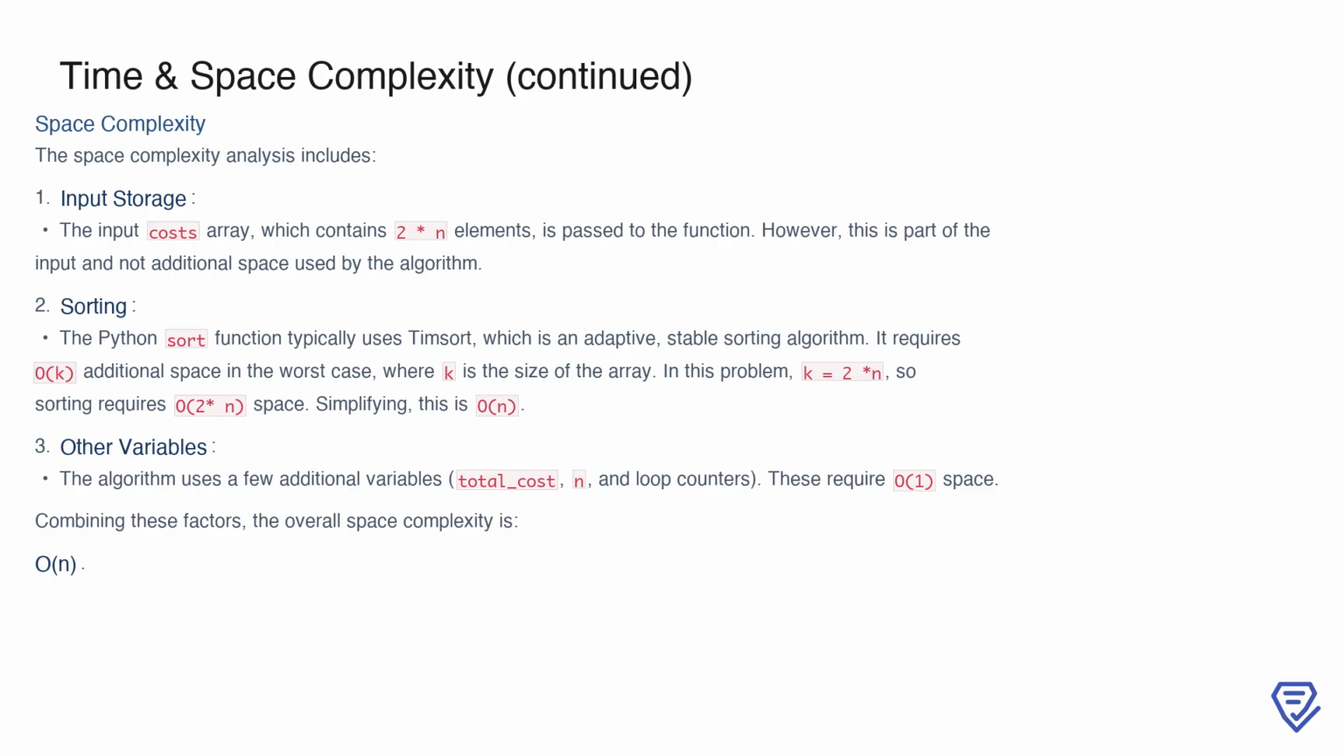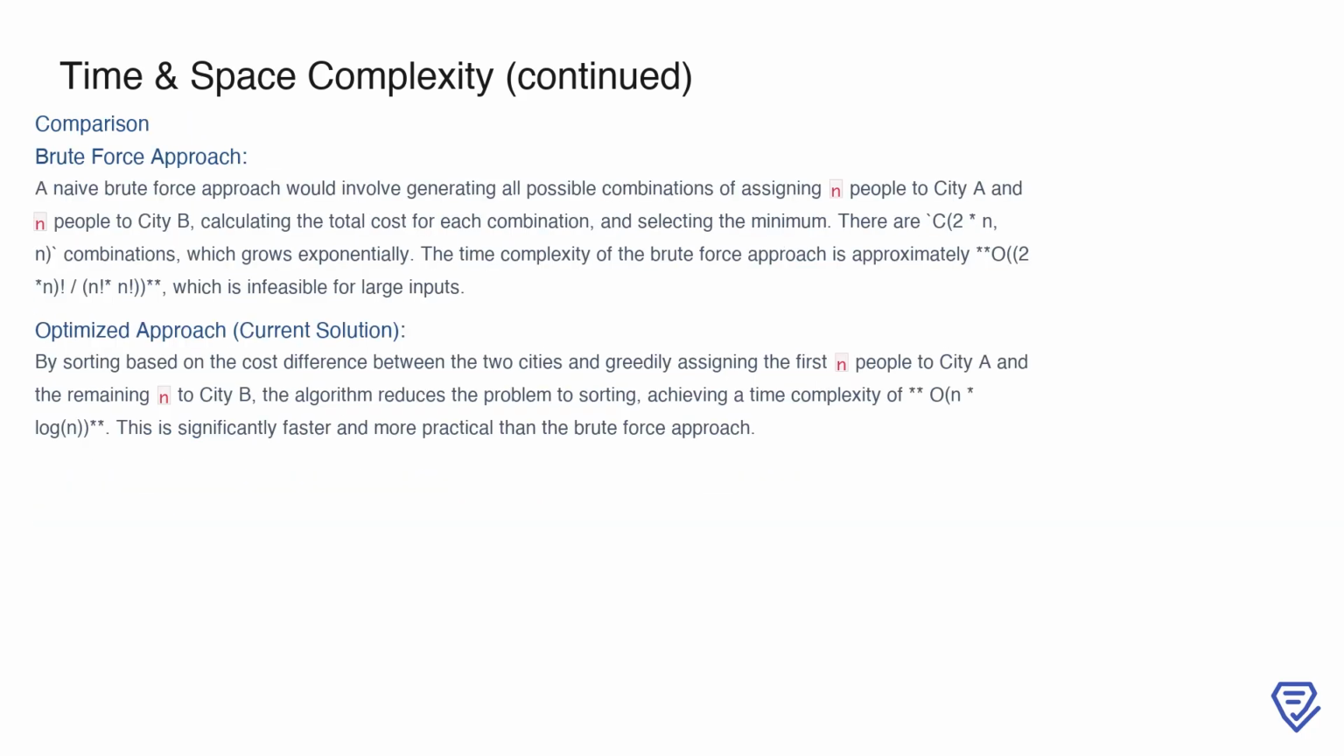Beyond that, the algorithm only uses a few variables, such as total_cost, n, and loop counters, which require constant space, or O(1). Adding these together, the space complexity is determined by the sorting step, resulting in an overall space complexity of O(n). When comparing this optimized approach to a brute force method, the efficiency becomes clear.